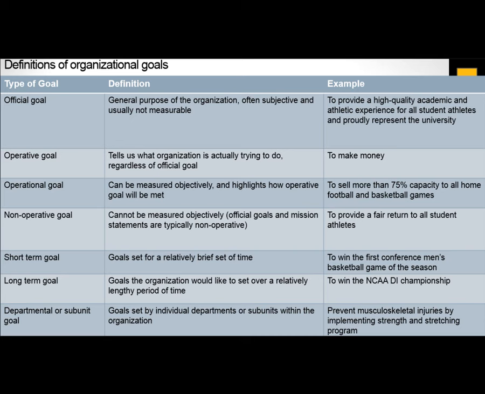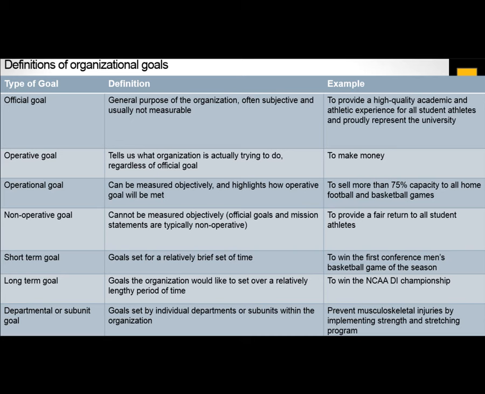What about operational goals? These can be measured objectively. That's different than the official goals, because those are often subjective in nature. Operational goals are objective and highlight how the operative goal will be met. So we saw that operative goal of we want to make money. Well, how do we reach that goal? Well, for instance, we want to sell more than 75% capacity to all home football and basketball games. That's a pretty good way to measure that objectively.